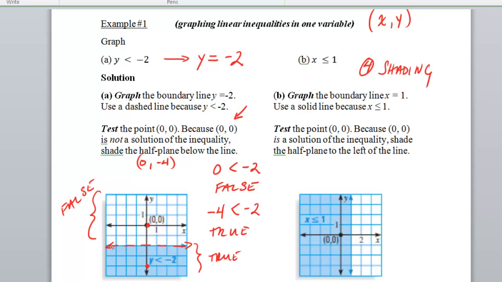Now, go through those 4 steps that I just broke it down to, follow part B, and you can see in part B we're dealing with a horizontal line as opposed to a vertical line. So go ahead and just follow through example part B.